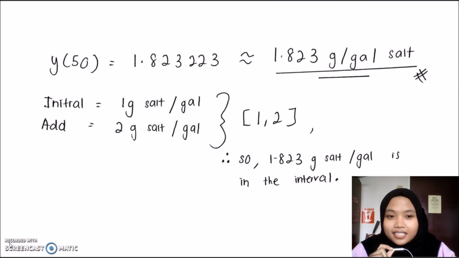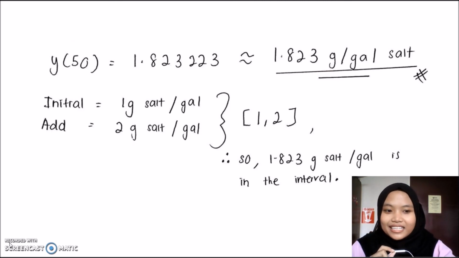Okay, so at t equals 50, we got a concentration of 1.823 grams of salt per gallon. We want to check whether this is in the interval, because initially we have 1 gram salt per gallon and we add 2 grams salt per gallon, so the answer must be in the interval from 1 until 2. So 1.823 grams per gallon of salt falls in the interval, so that is the final answer.